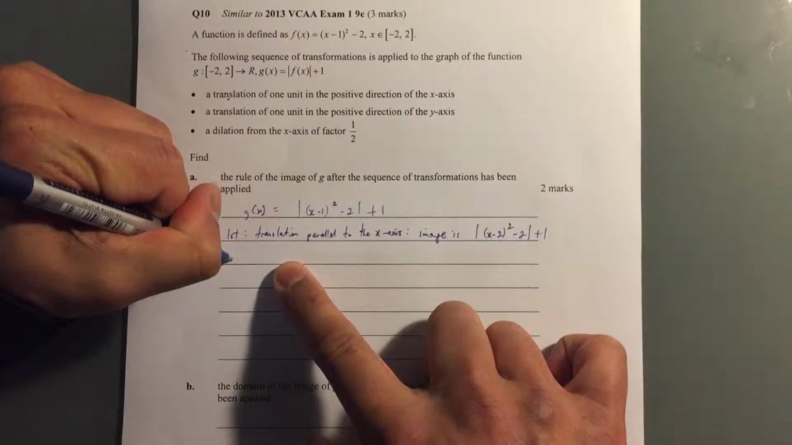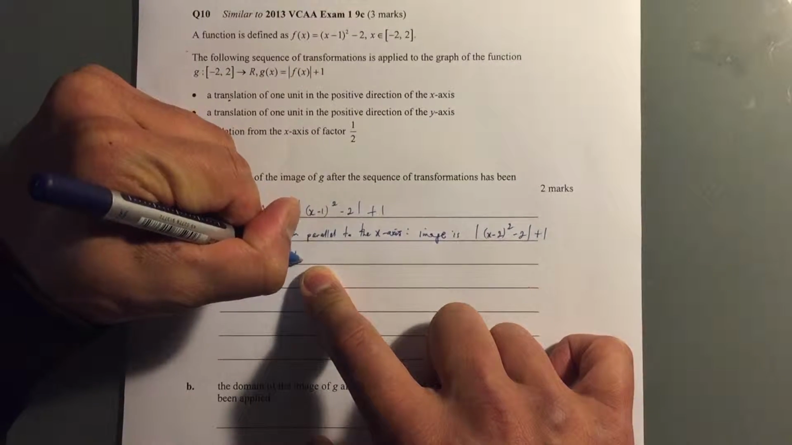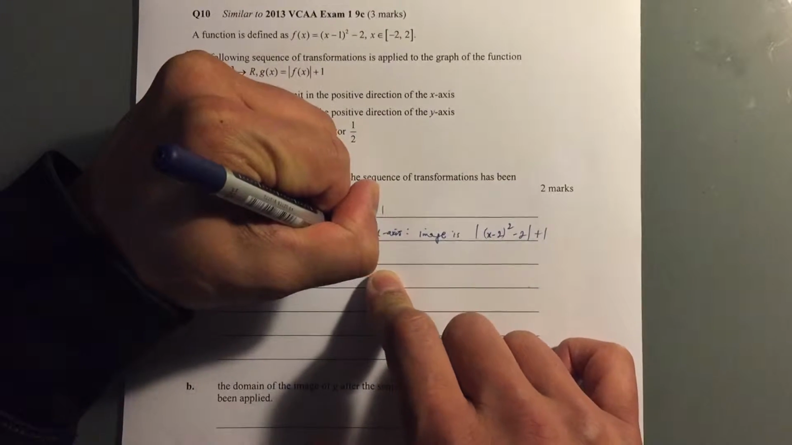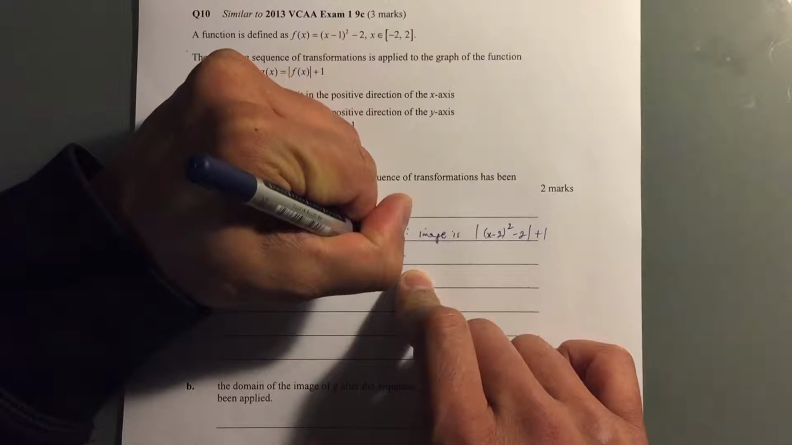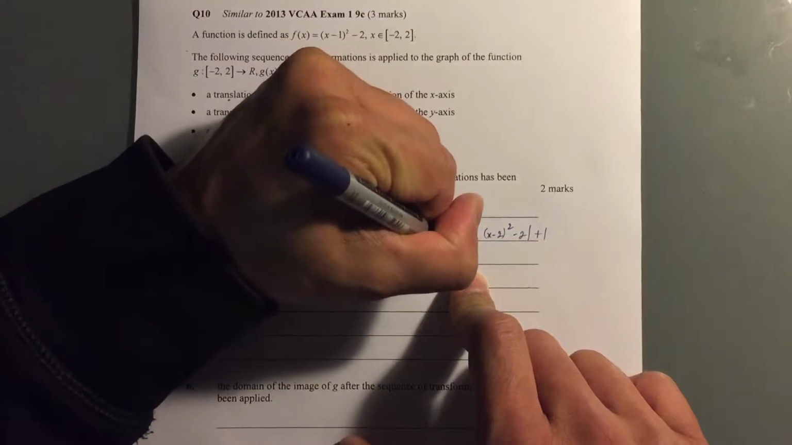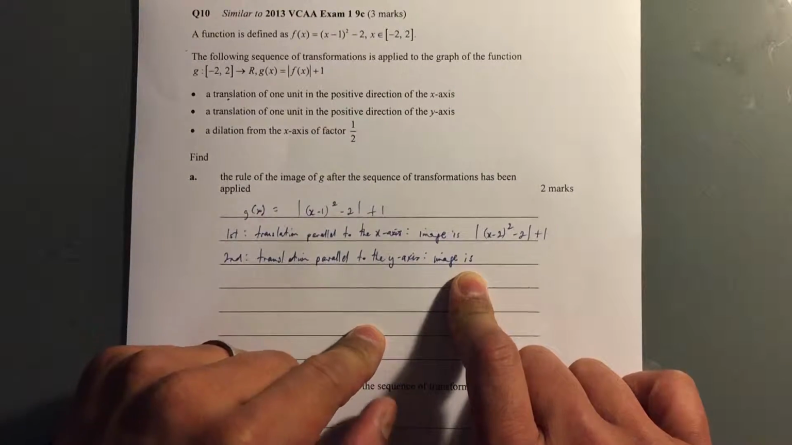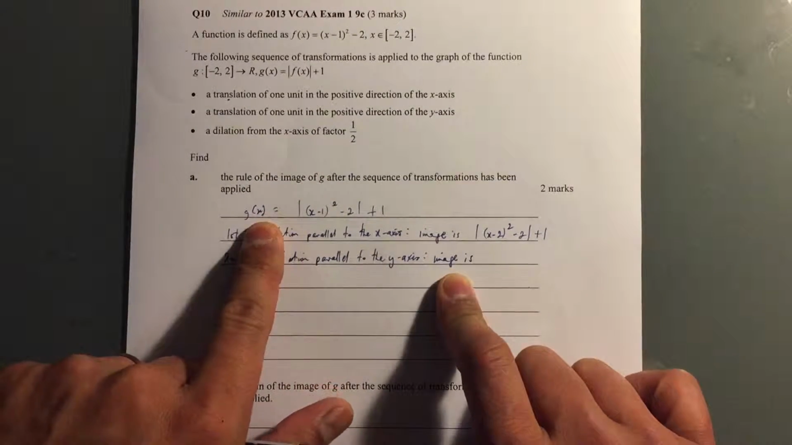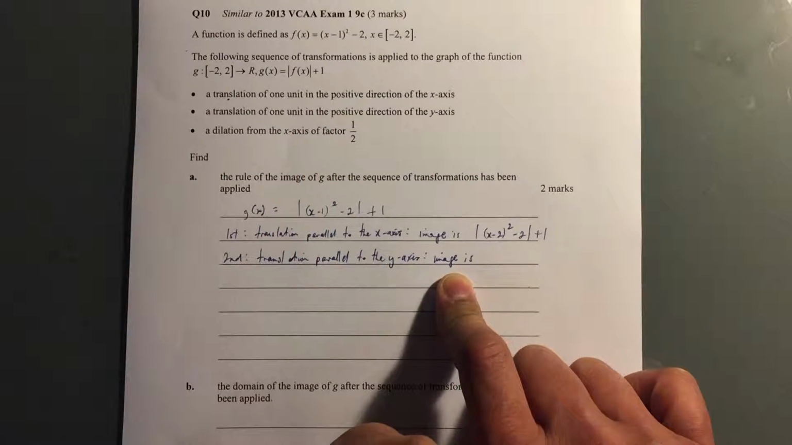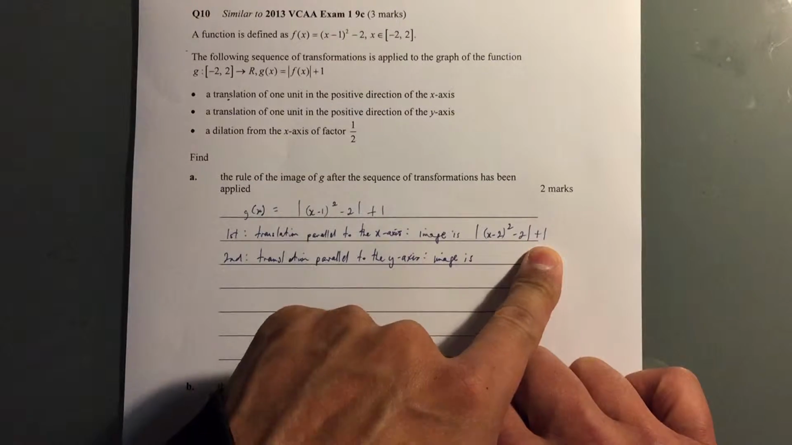Next is translation parallel to the y-axis. And what's going to happen here is g of x will become g of x plus 1 on the outside. So this is going to become plus 2.